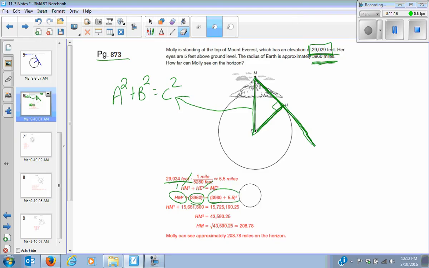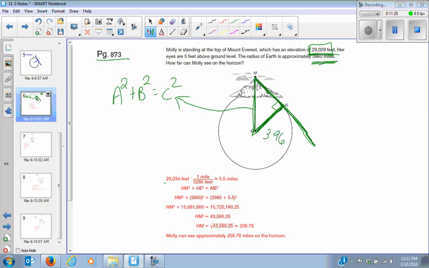So if I look at that, I need to be very careful with this one, because the length right here is the radius of the Earth, which is 3,960, and that's going to be one of my legs. So that's either going to be A or B, I don't care. And then this is going to be B, but I don't know that length, so that's going to be my unknown. That's why they have HM right here. That's that unknown value, and it's squared.